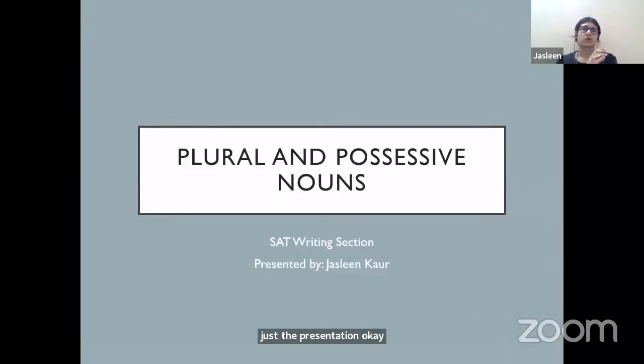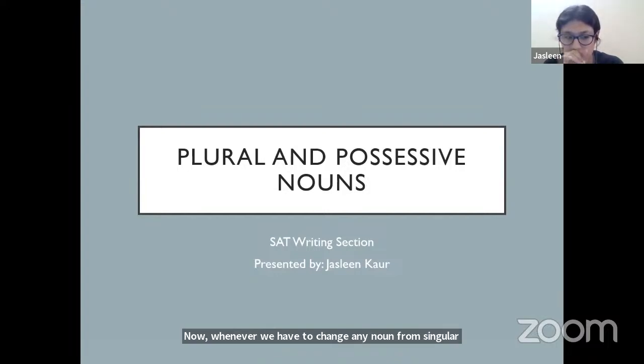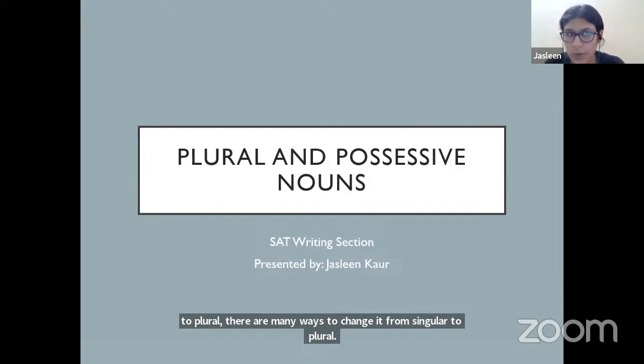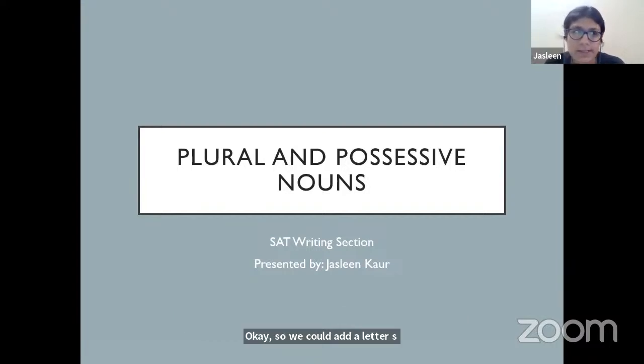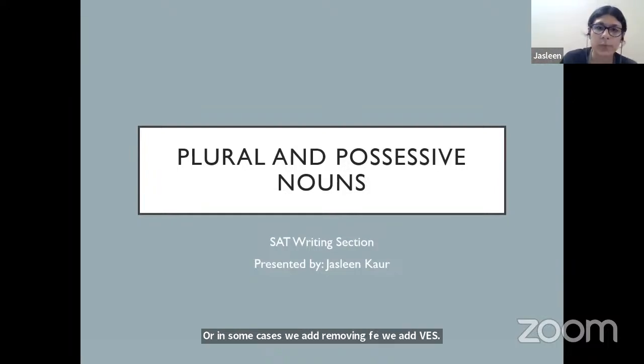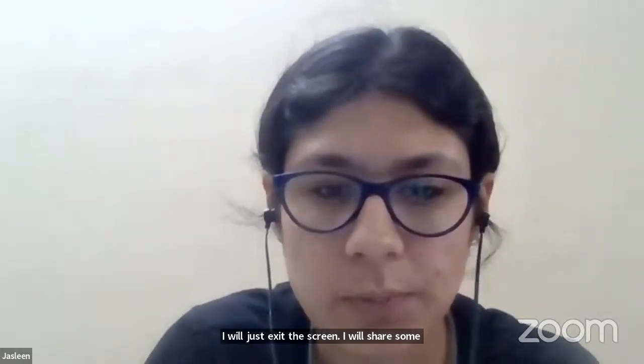So, the plural nouns. As I was saying, the opposite of plural is singular. Now, whenever we have to change any noun from singular to plural, there are many ways to do it. We could add a letter S, or we could add ES, or in some cases we remove FE and add VES. There are many such examples. So I will exit the screen and share some other screen, and then let us discuss some words.